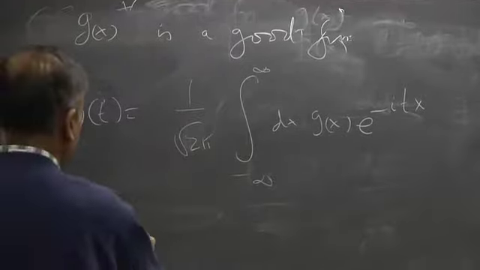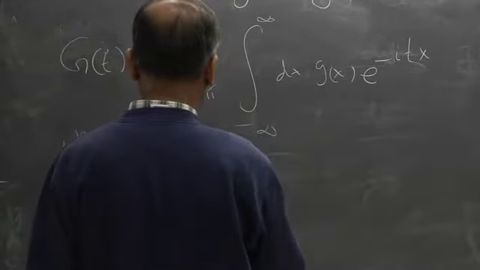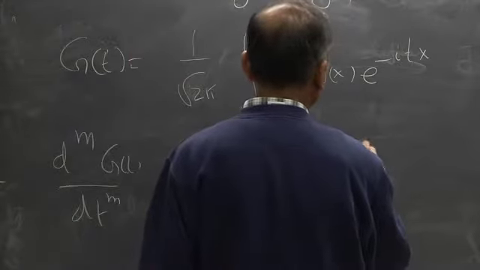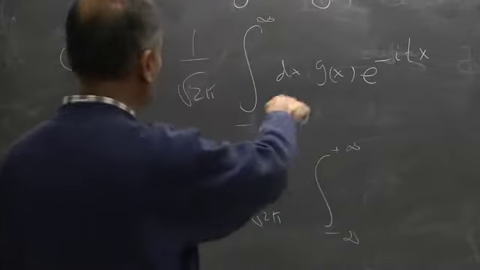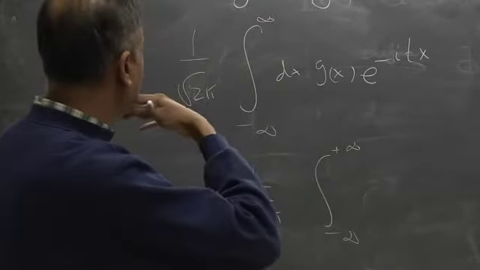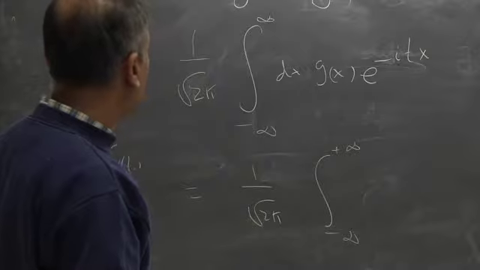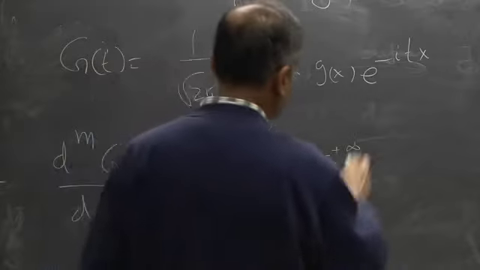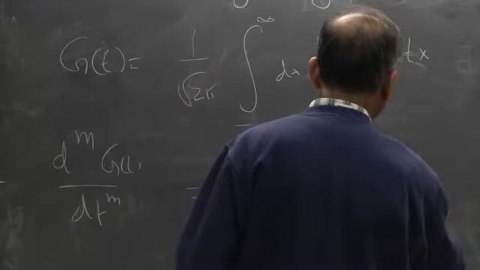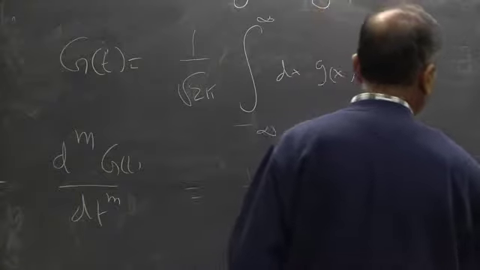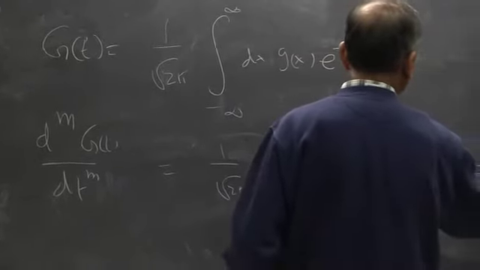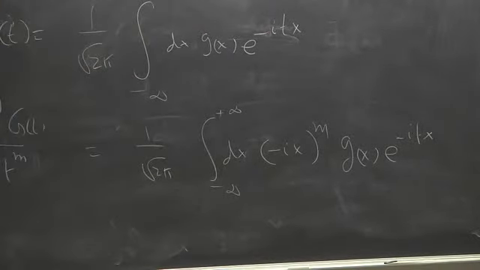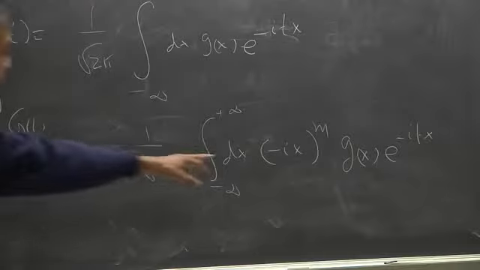Well, that is, just take the derivative here. So you find this is 1 over root 2 pi, integral from minus infinity to plus infinity, and every time you take a derivative, you get minus ix. So you get minus ix to the power of m, g of x, e to the minus itx dx. Okay. So that's fine, and this integral is perfectly well defined.